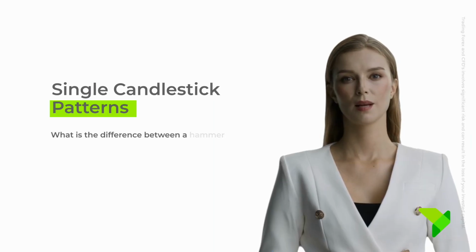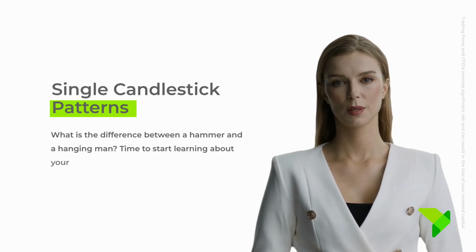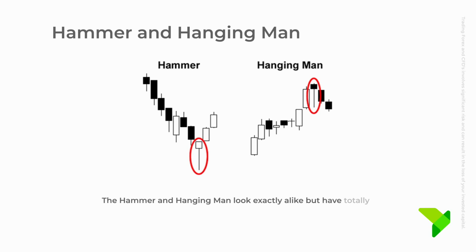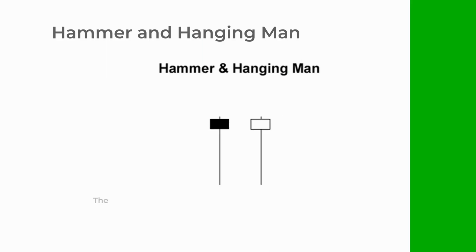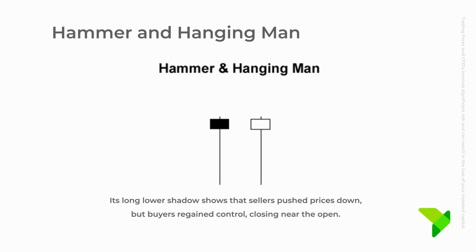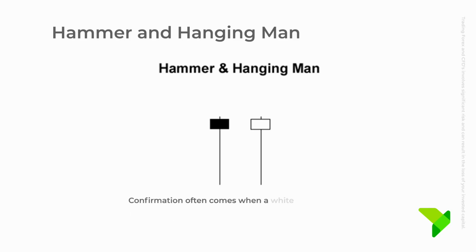What is the difference between a hammer and a hanging man? Time to start learning about your basic candlestick patterns. The hammer and hanging man look exactly alike but have totally different meanings depending on past price action. Both have small bodies, black or white, long lower shadows, and short or absent upper shadows. The hammer is a bullish reversal pattern that appears in a downtrend, signaling a potential price rise. Its long lower shadow shows that sellers pushed prices down, but buyers regained control, closing near the open. Confirmation often comes when a white candlestick closes above the open after the hammer.